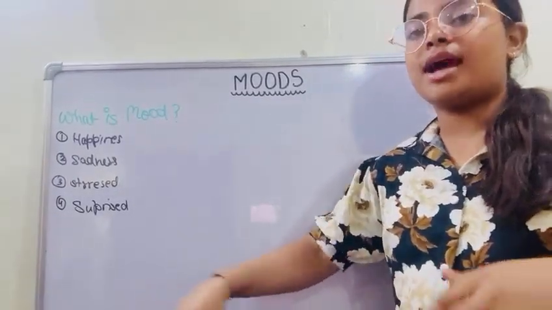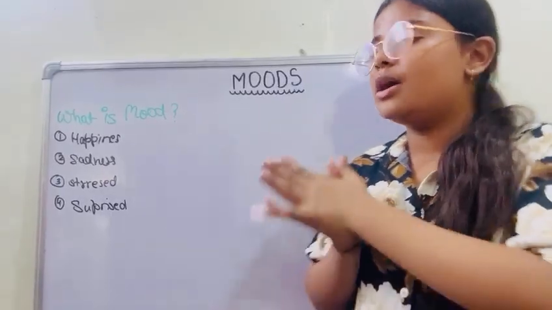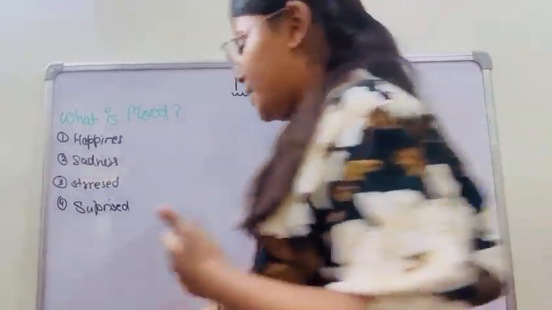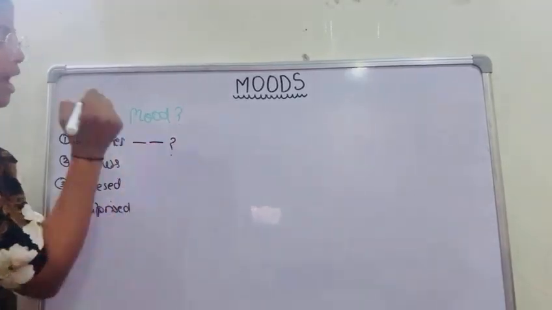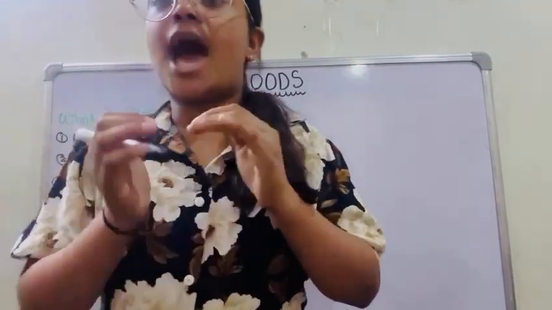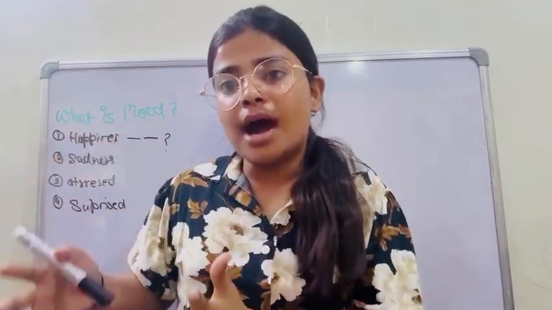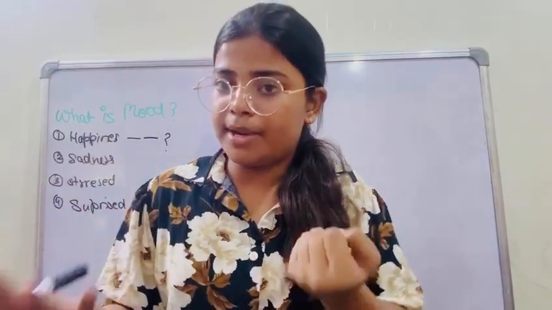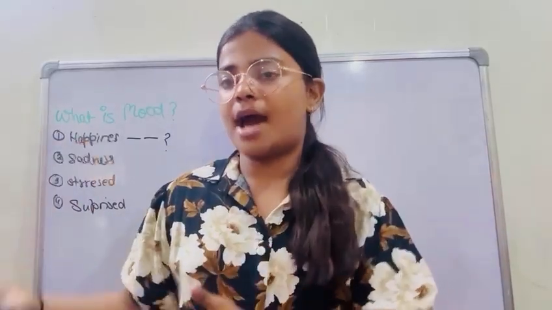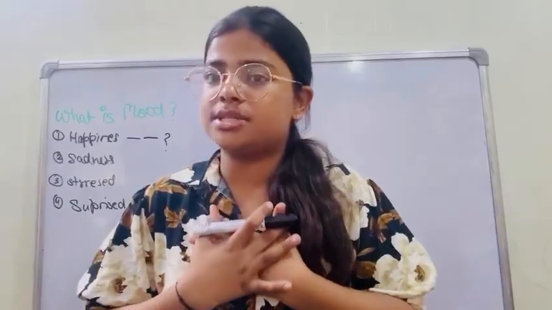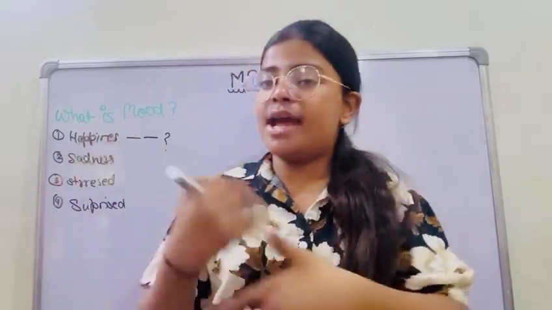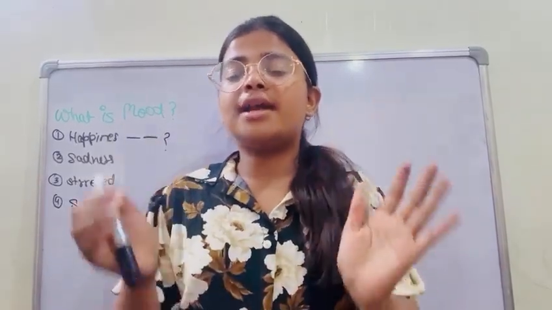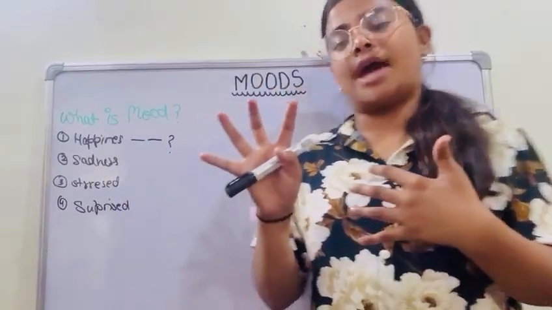Okay, now I'm going to talk about some moods in this video. First, let's talk about happiness. Why are we happy? We get happy because, for example, if we want to go to play outside and our mother says yes, you can go to play outside, then our mood gets happy because our choice is done, our wish is done. So when our wishes are fulfilled, at that particular time we get happy.